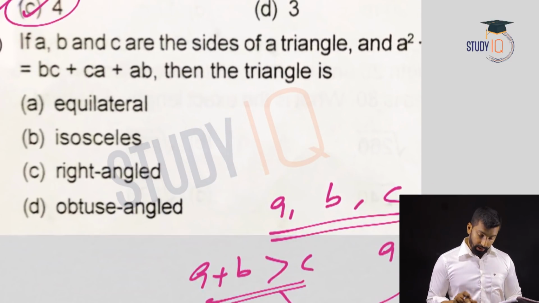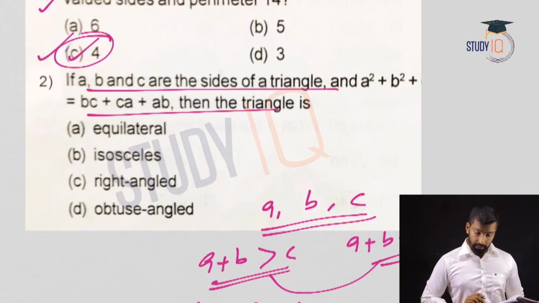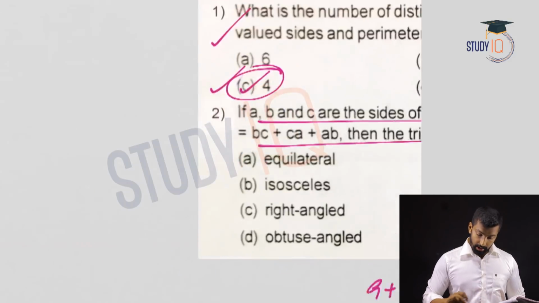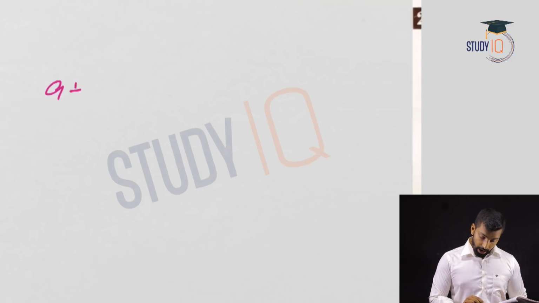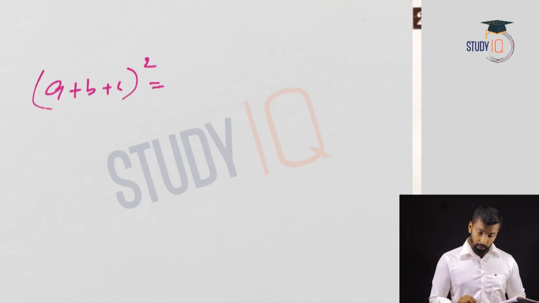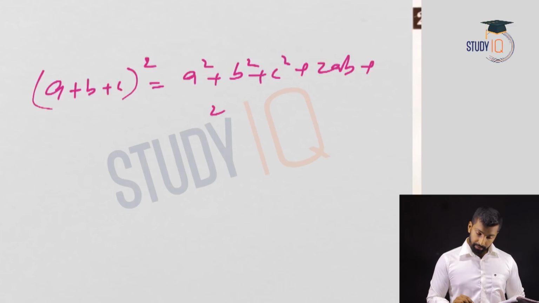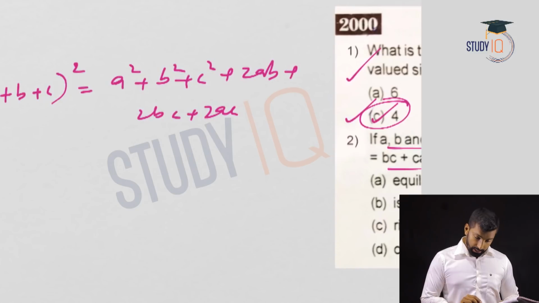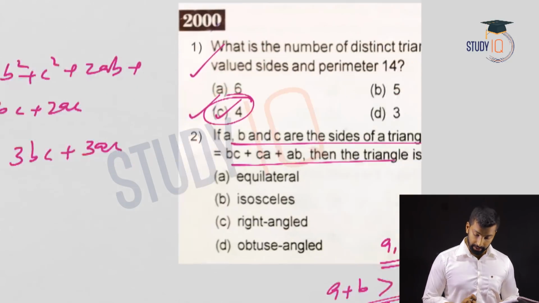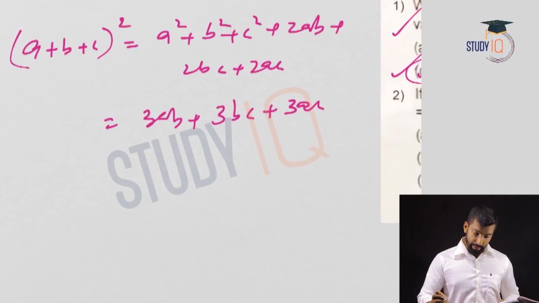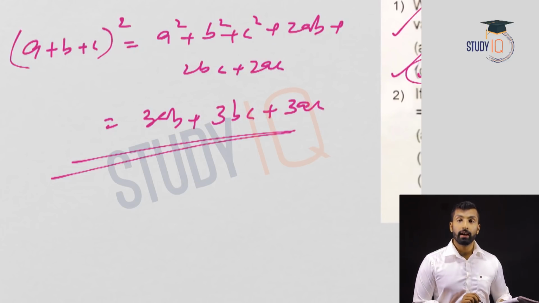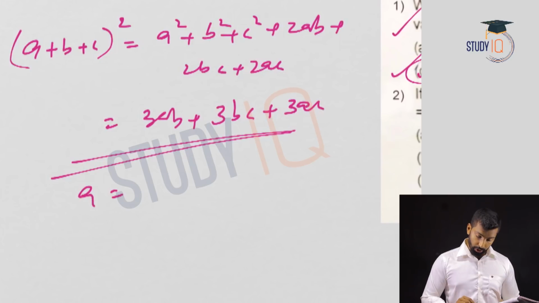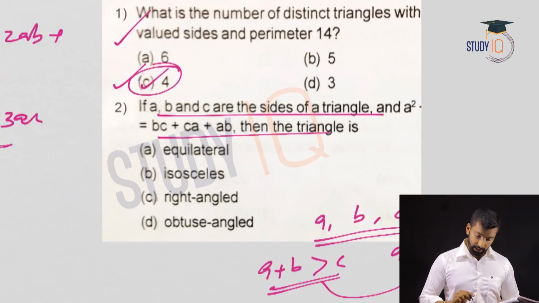Now, let's look at the second one. This question, how will you solve this? See, the method of solving this is, we know (a plus b plus c) whole square is equal to a square plus b square plus c square plus 2ab plus 2bc plus 2ac, which is equal to 3ab plus 3bc plus 3ac, right? Then only the condition is satisfied. Now what you can do is assume values for a, b and c and substitute in the equation, and then check the options. What you'll get is a is equal to b is equal to c. So the answer for this question is equilateral triangle.